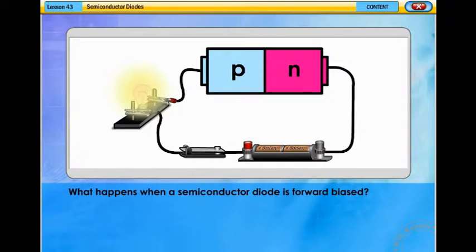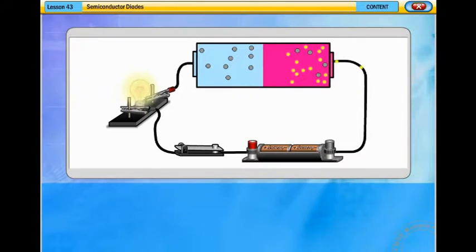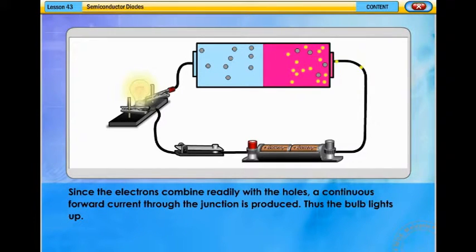What happens when a semiconductor diode is forward biased? When a semiconductor diode is forward biased, the electrons in the n-type material move towards the left across the junction and combine with the holes in the p-type material. The electrons can then proceed further towards the left by jumping from hole to hole. The holes can be said to be moving to the right in this process. Since the electrons combine readily with the holes, a continuous forward current through the junction is produced. Thus, the bulb lights up.